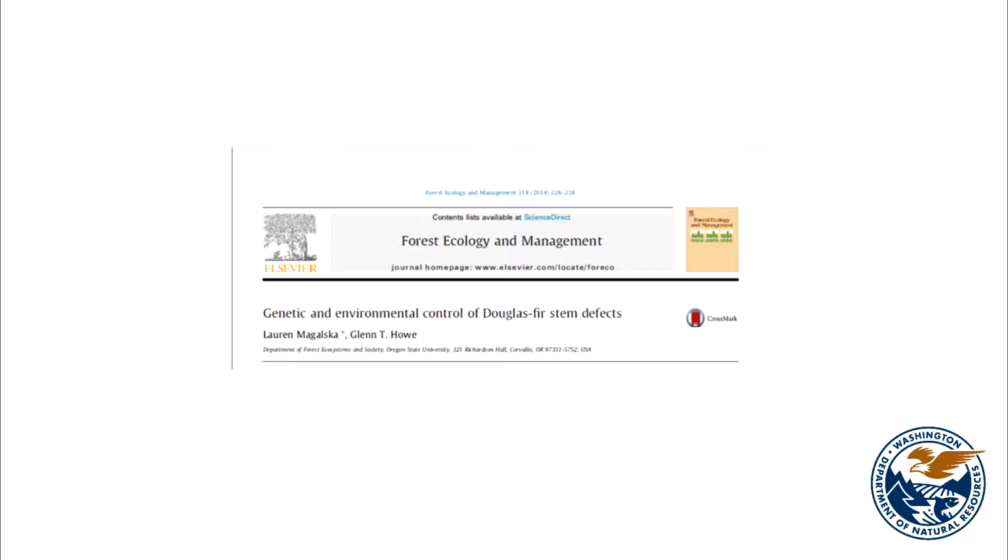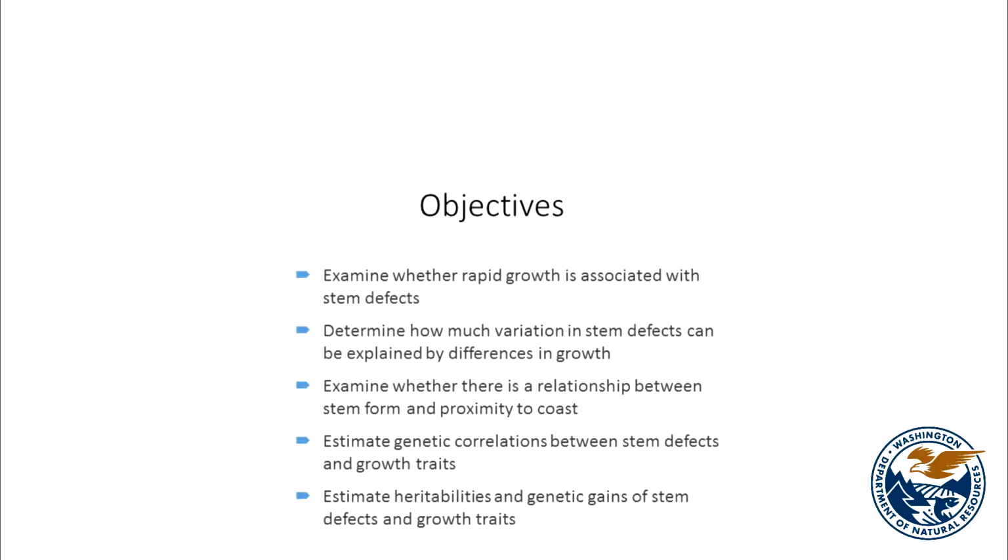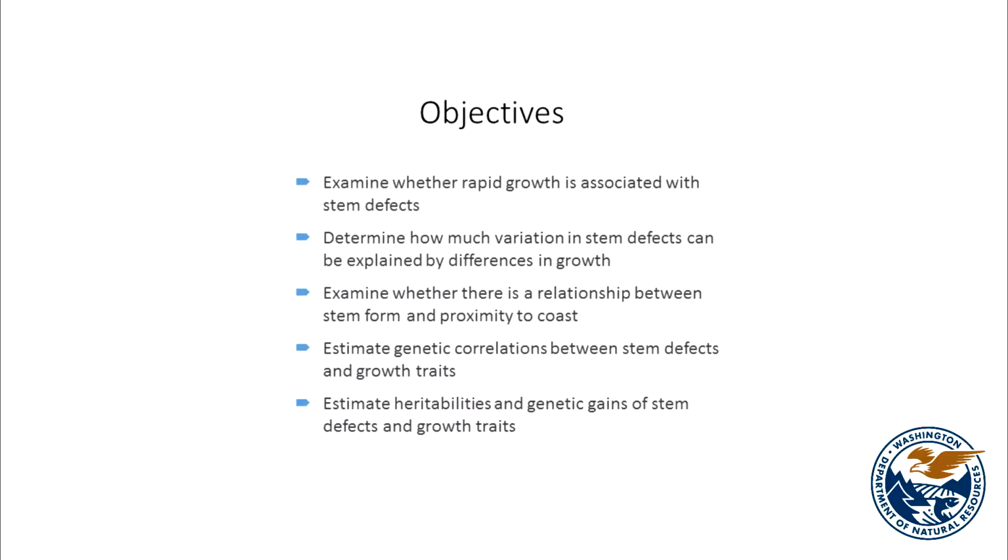So we decided to do a study just on Douglas fir stem defects. And here we wanted to look at some of the general assumptions that we held going into the site characterization project and to see if they actually held true. So we wanted to take a look at whether or not faster growing sites actually do have more stem form defects.